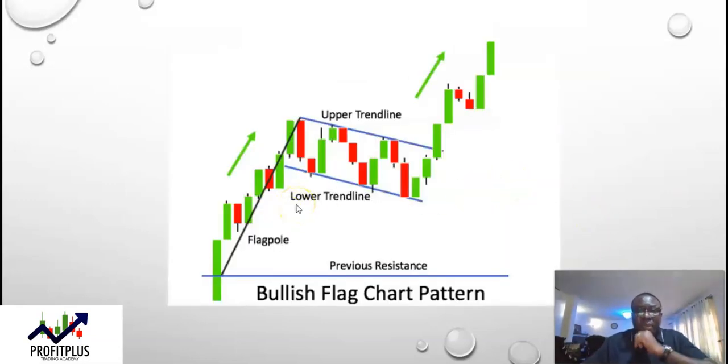Now we talked about the flag. This is an example of what a flag looks like.